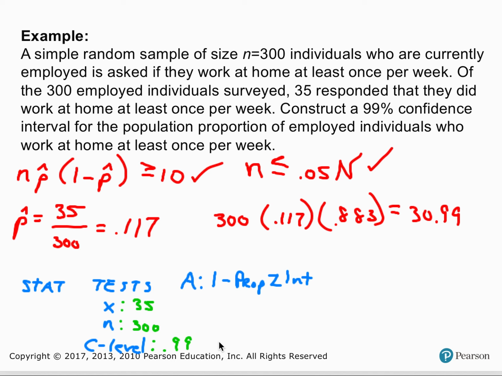And then notice right up at the top, it gives me my confidence interval: 0.069, three decimal places since it's a proportion, to 0.164. Okay, so we are 99% confident that this population proportion, right? 99% of them will be in this interval, right?